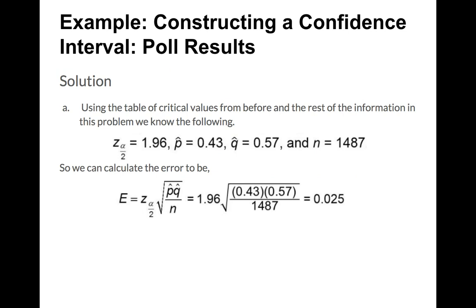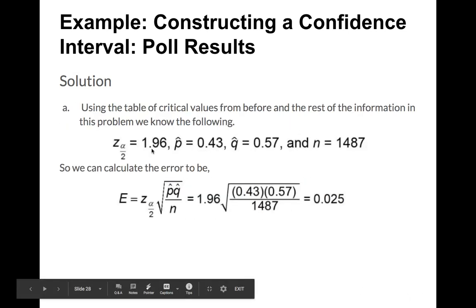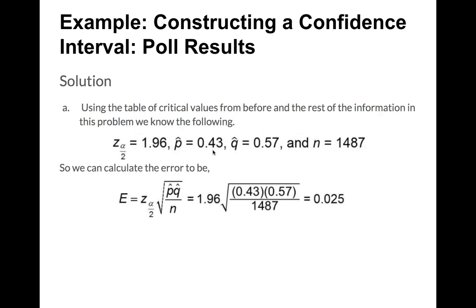First thing we want to do is calculate the margin of error. From the table, we know that our critical value is 1.96. From the sample, we know our sample proportion is 0.43. And to find our q hat, we simply subtract our sample proportion from 1 to get 0.57. And our sample size is 1,487. So we know all of the values we need to calculate the error. By substituting those values in and carefully evaluating, you get an error of 0.025.